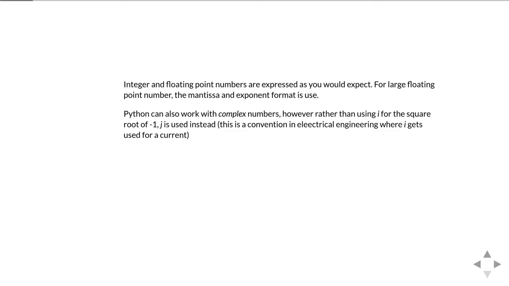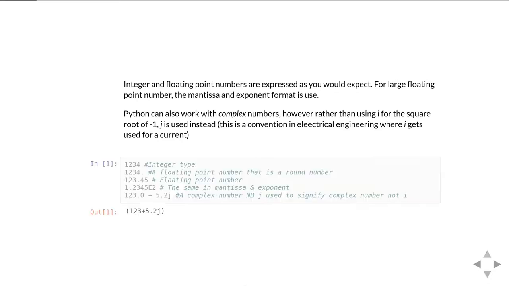And then the other thing about Python is that you're able to work with complex numbers. It works out of the tin with complex numbers, but the only thing you need to be aware of is that rather than using the letter I for the square root of minus one, it uses the letter J. This is basically because of conventional electrical engineering, where they tend to use I for currents, and so they use J for the square root of minus one. Okay, so numbers are as you'd expect them to be.